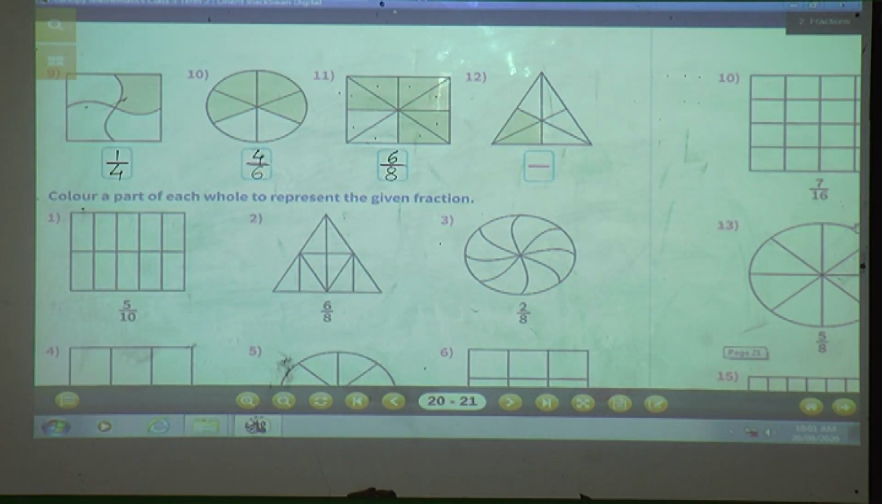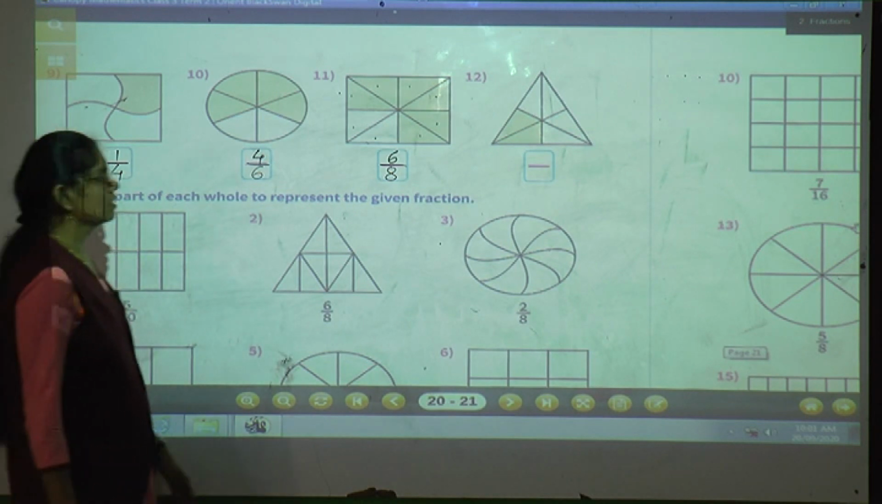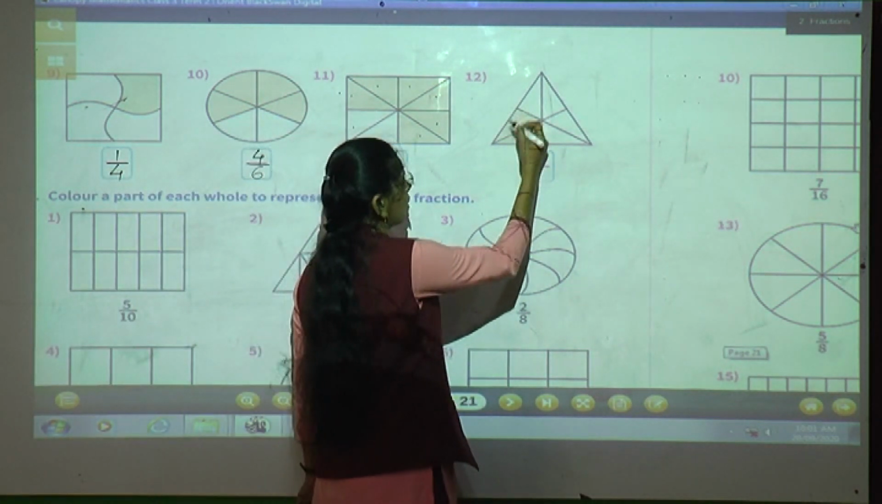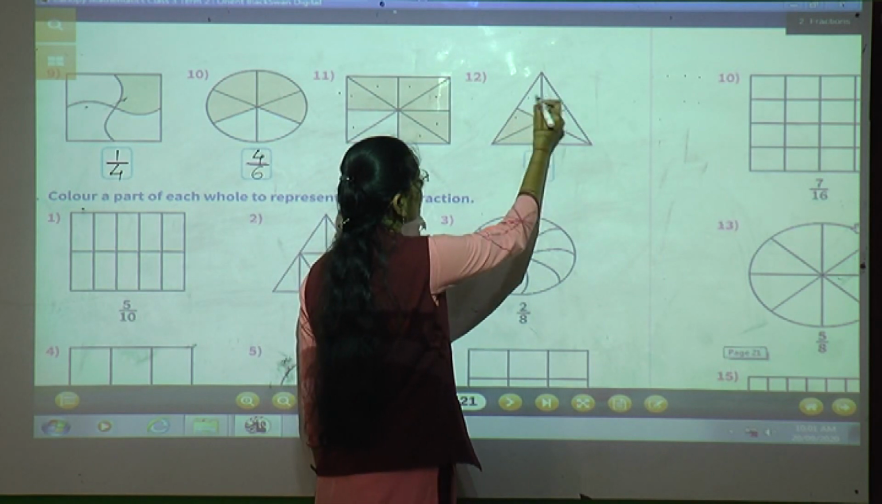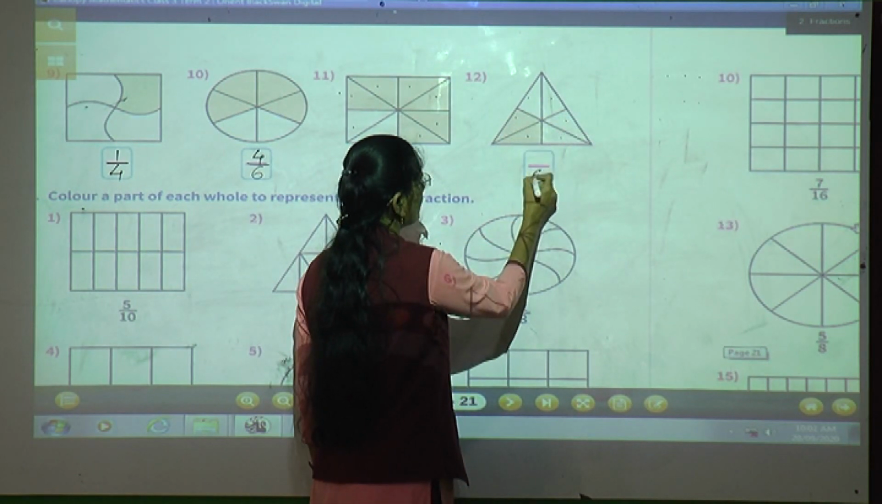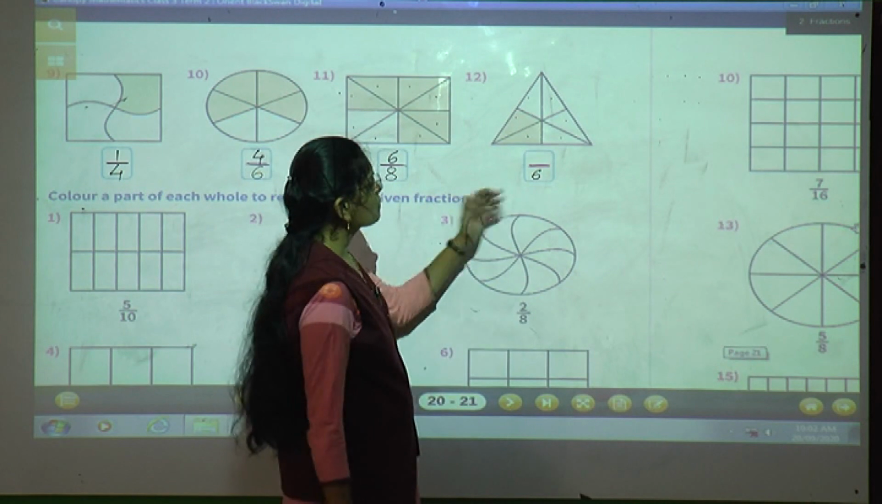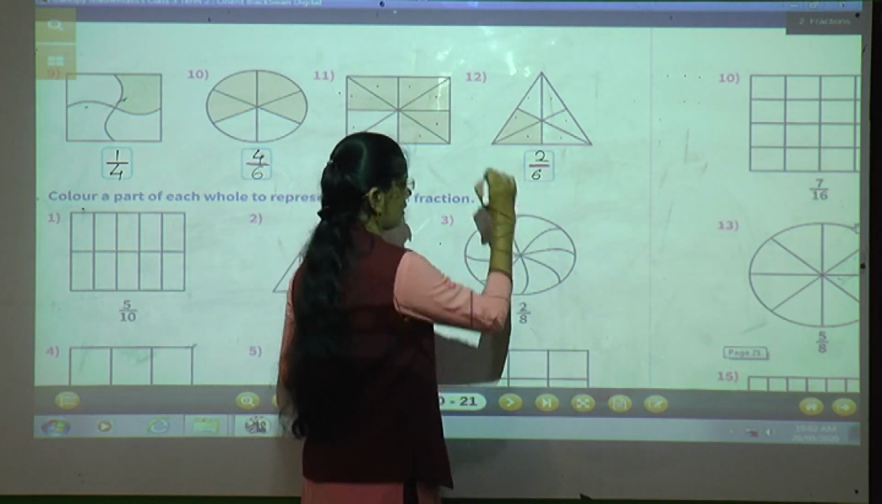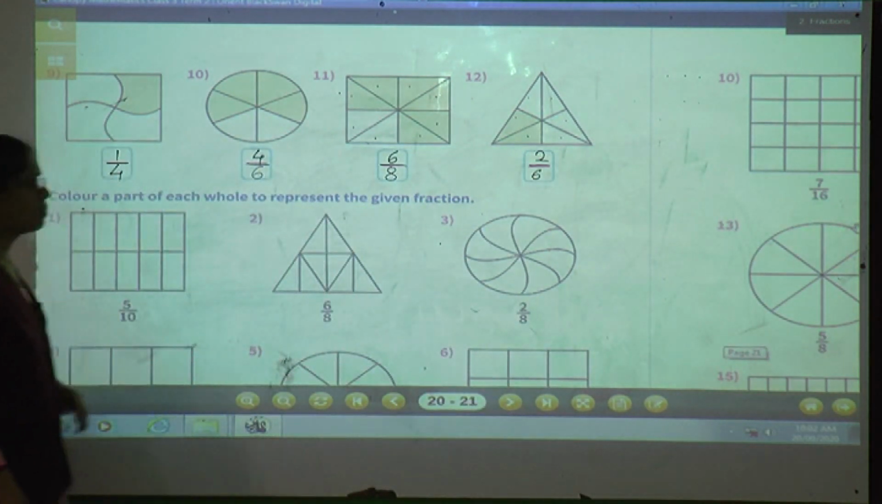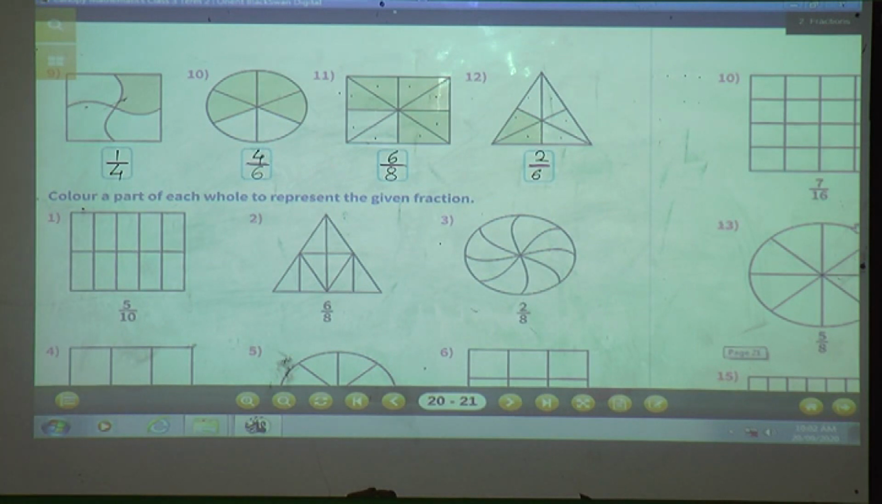Okay, then one more example is remaining. See here, count all the parts. 1, 2, 3, 4, 5, 6. Again here 6 parts are there, and out of 6 parts 2 are shaded. So the fraction is 2 by 6. Clear this question? Okay, now we'll move to the next question, that is B1.